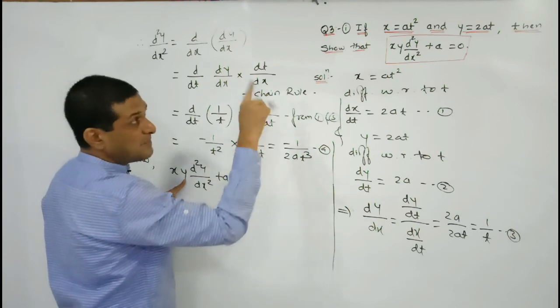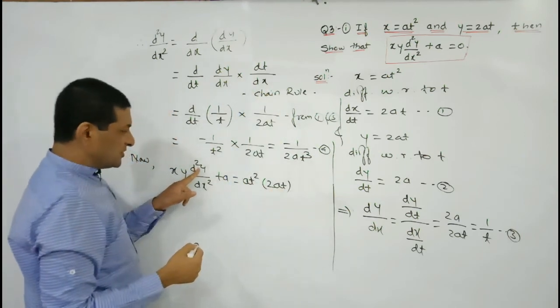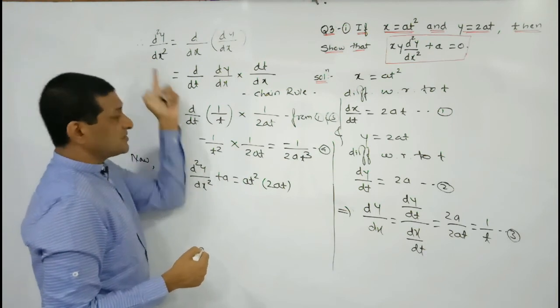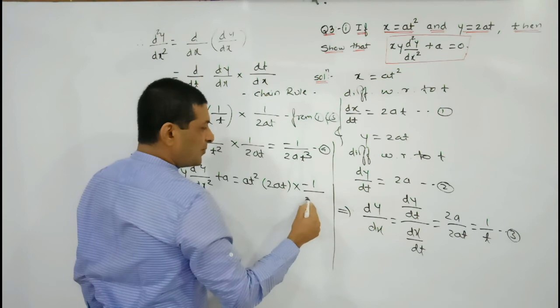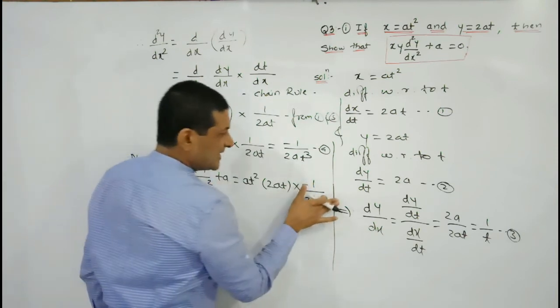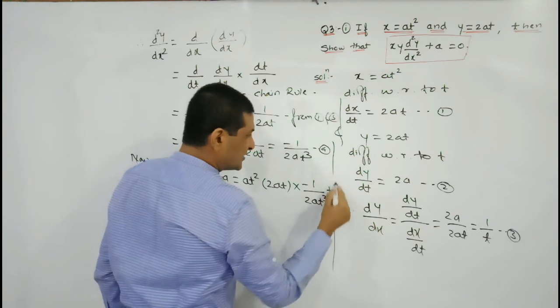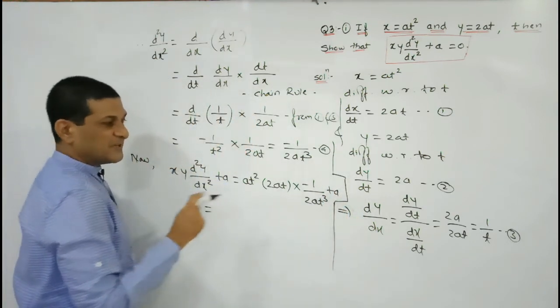Now replace y by its value. What is the value of y? 2at. And now substitute the value of d2y upon dx square. Just now we have got its value. Its value is equal to minus 1 upon 2at cube. And lastly, write down this plus a as it is. So later on, the remaining part is just the simplification part.